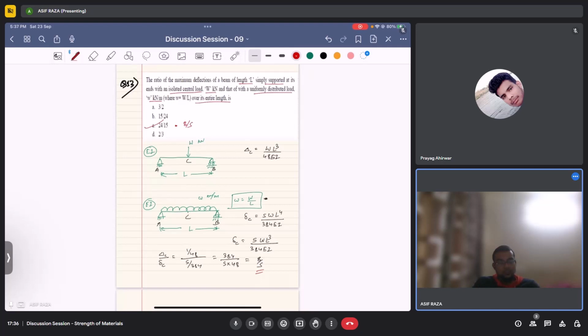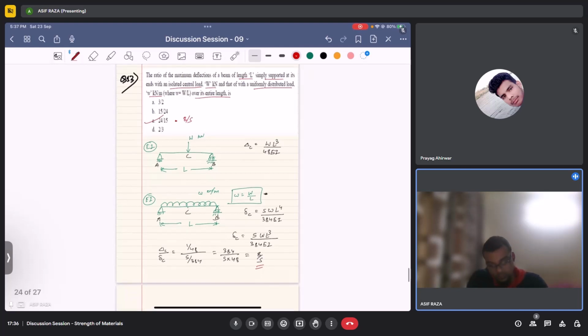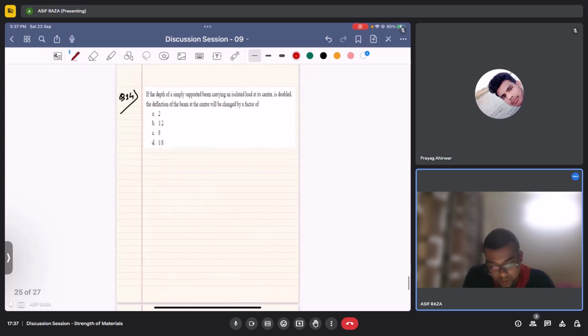Okay, I hope there are no issues pertaining to this question. Okay, moving on to the next question. Question number 14. If the depth of a simply supported beam carrying an isolated load at its center is doubled, the deflection of the beam at the center will be changed by a factor of.